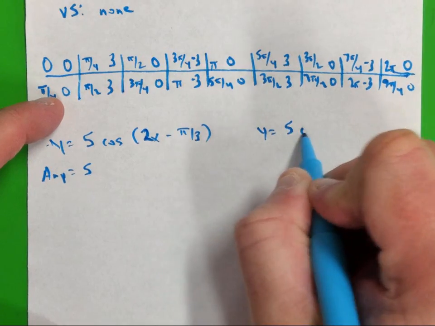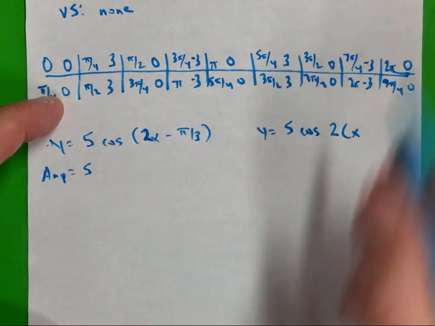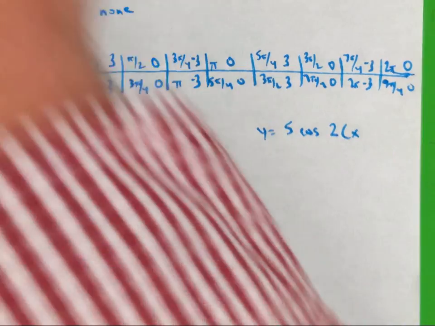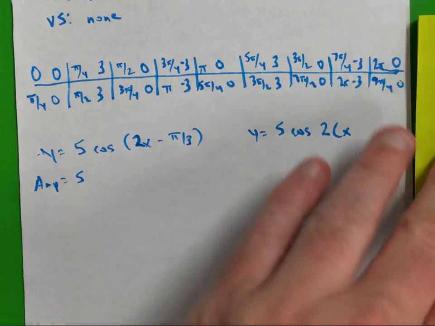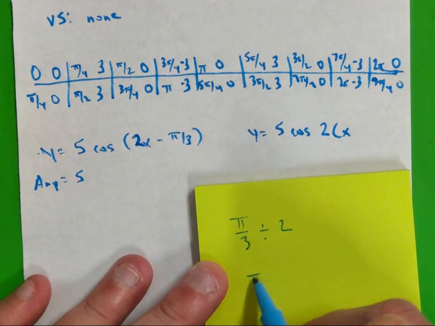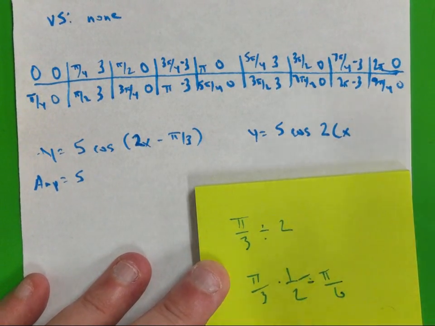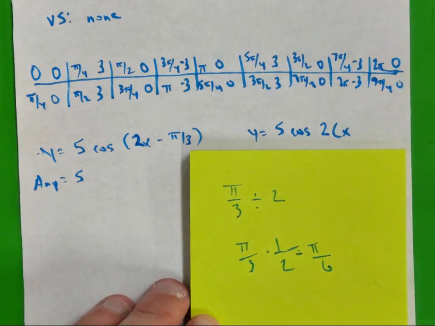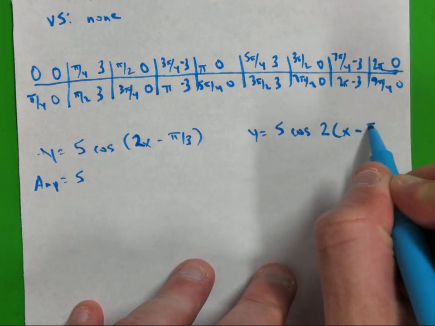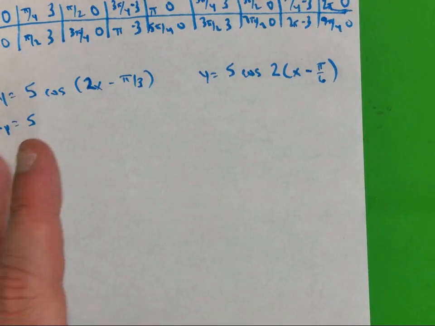So I'm going to come over here: y equals 5 cosine 2. Now I'm going to take pi over 3 and divide by 2. So that's going to be pi over 6. You see that? Pi over 3 divided by 2. I divided that 2 out. That's going to leave a pi over 6 inside. That's why I want to make sure to go over this. After that, it's the same thing as we've been doing.